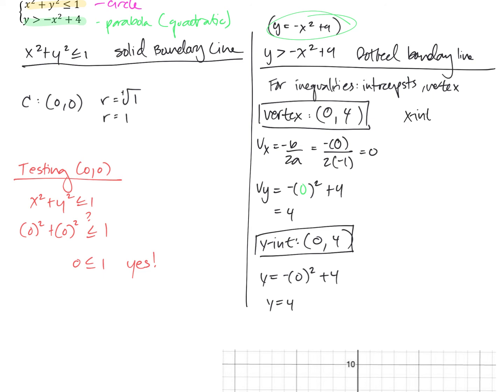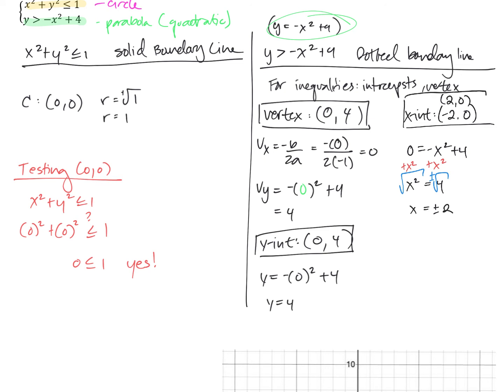For the x-intercept, go ahead and set y to 0. We get 0 equals negative x squared plus 4. So add the x squared to both sides, and we have x squared equals 4. Square rooting both sides, we get x equals plus or minus 2. So we have negative 2, 0 and positive 2, 0.